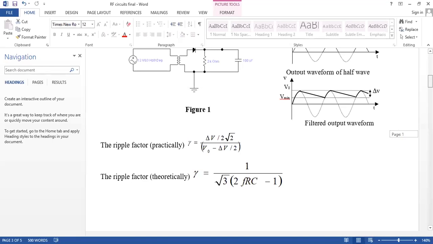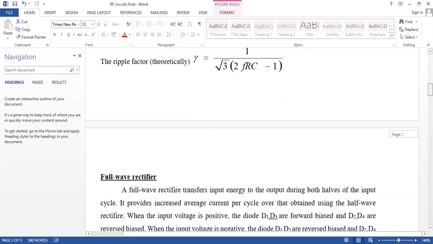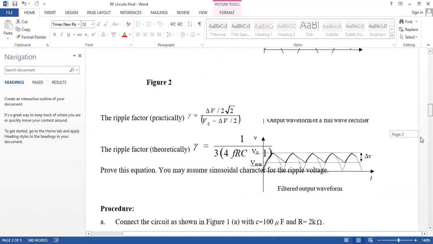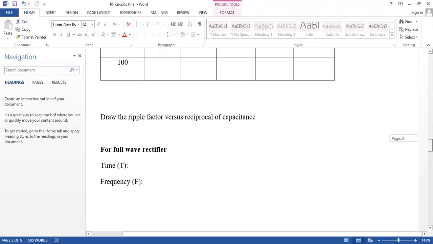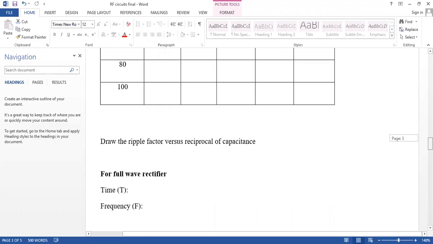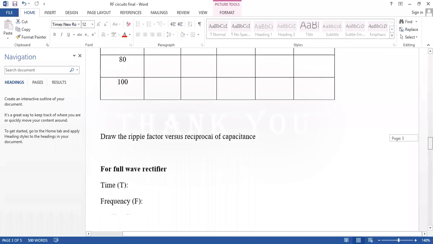Plot the ripple factor versus 1 upon C graph, and you have to submit your question answers before next Friday to the Google Classroom. You can use graph sheets, and you can download this one. I have sent it in your group, so you can download it and fill in the gaps, plot the graph in your graph sheets, scan your graph sheets and send it to us. Okay. This is your practical session. If you have any doubts, let me know.